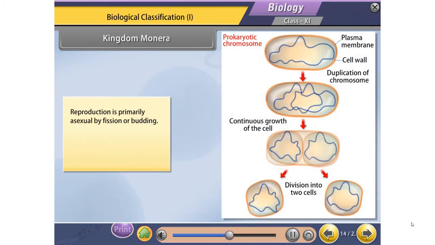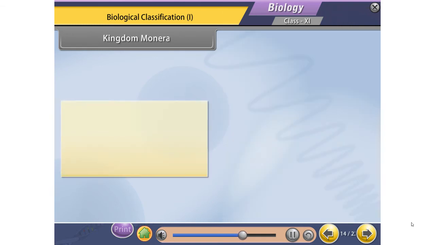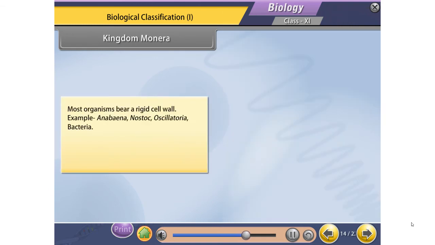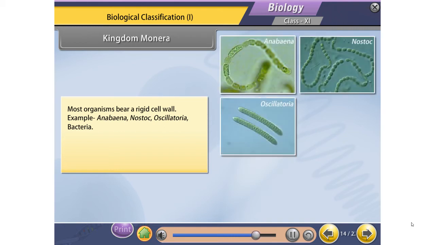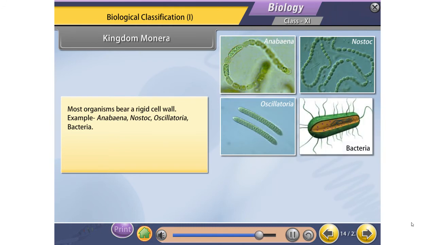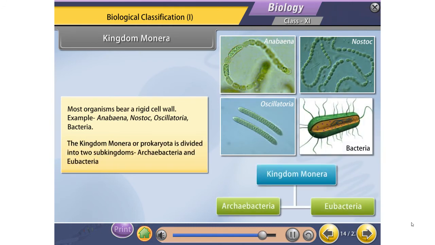Reproduction is primarily asexual by fission or budding. Protosexual phenomenon also occurs. Most organisms bear a rigid cell wall. Examples: Anabaena, Nostoc, Oscillatoria, bacteria. The kingdom Monera or Prokaryota is divided into 2 subkingdoms: Archaebacteria and Eubacteria.